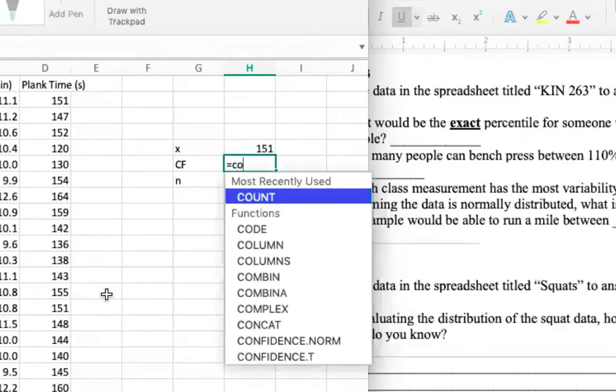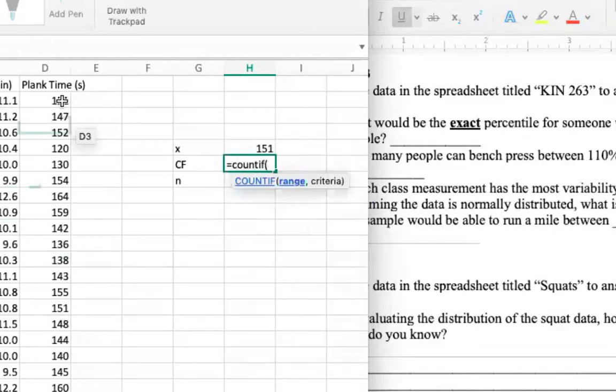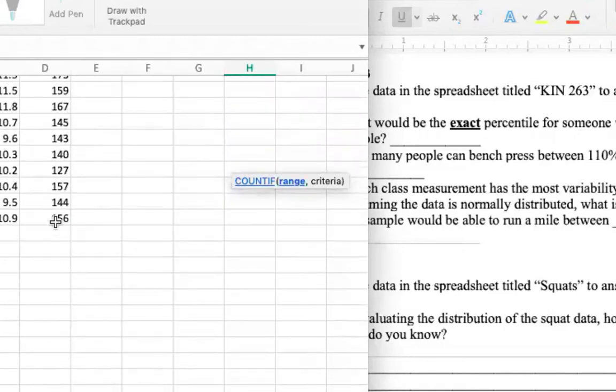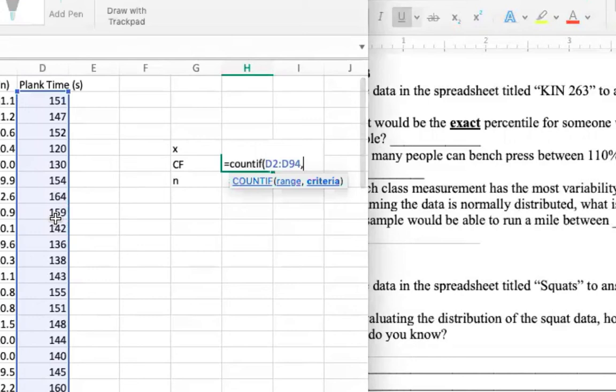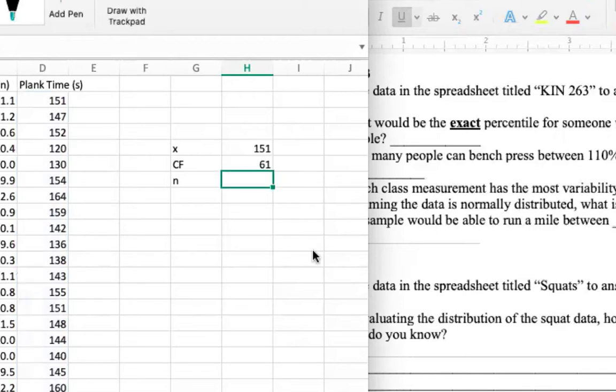Okay, so we're going to use a count if function for our given range of Planck times. And then our criteria would be less than or equal to. We want values that are less than or equal to, in quotation marks, and then our raw score, and now it's magically disappeared, so you can see this box in red up here. Any values that are less than or equal to, or worse than or equal to, 151, that would give us 61.